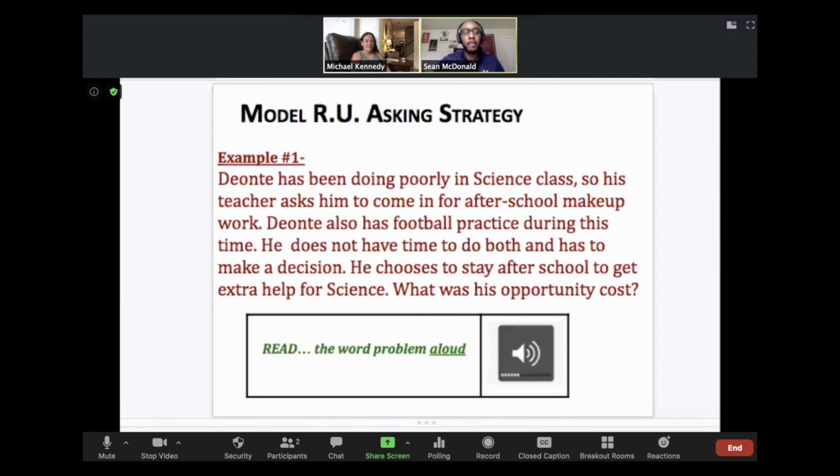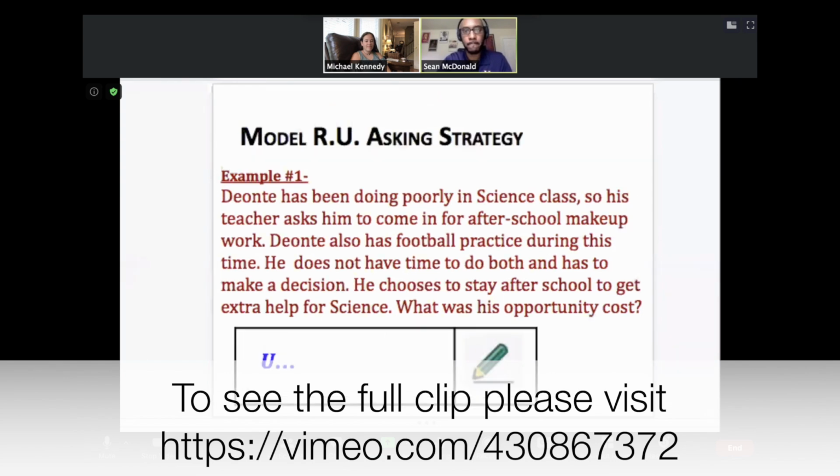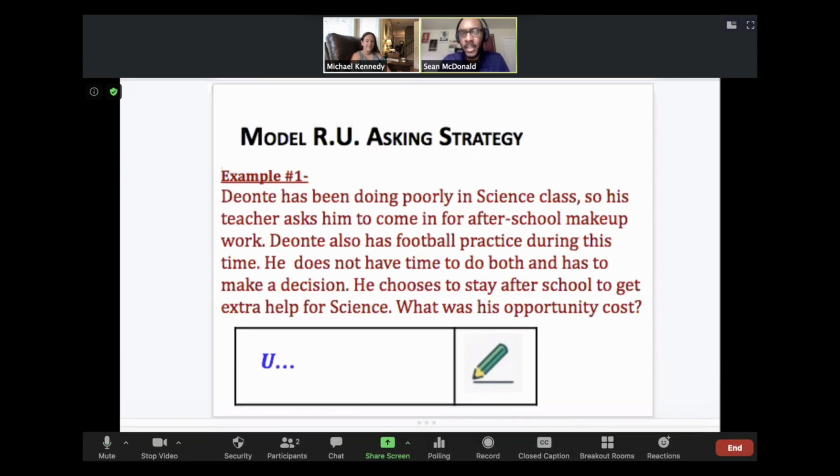Awesome. Okay, so Megan, let's go to the second step. So obviously you see a U with the image, okay? Using the visual tool on our screen, what does U stand for again? Underline. Underline the what? The choice made. Underline the choice that Deontay is making.